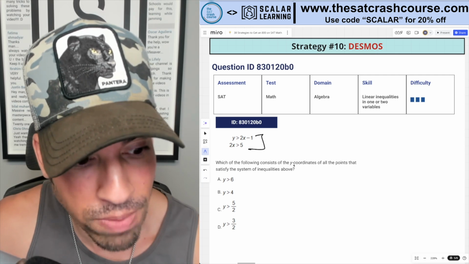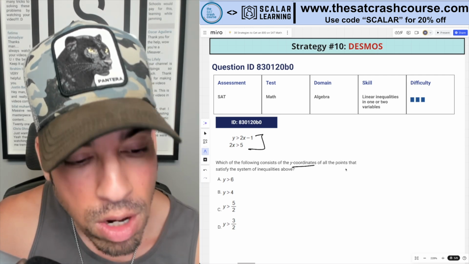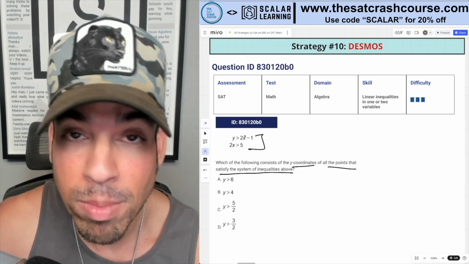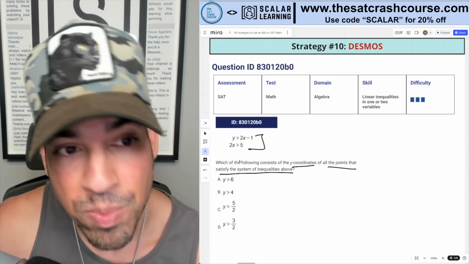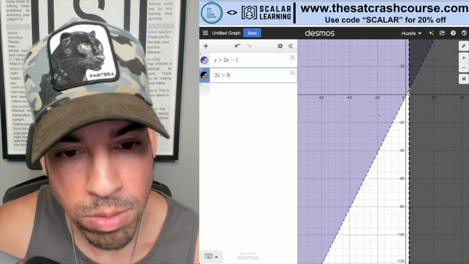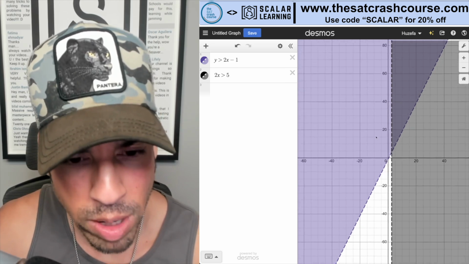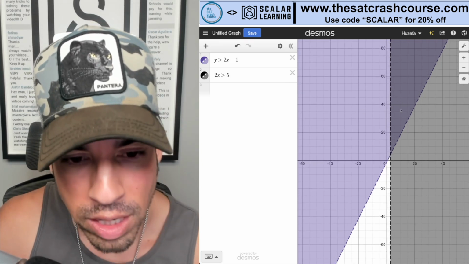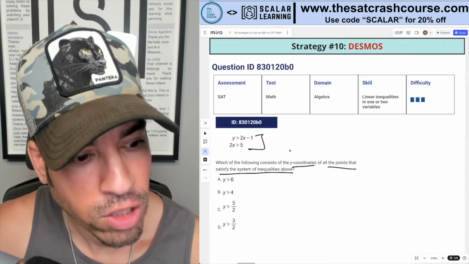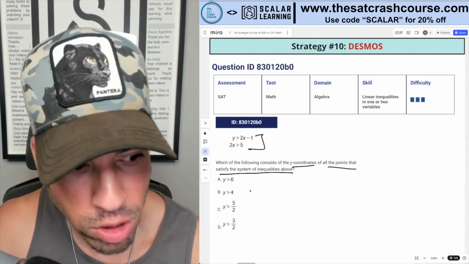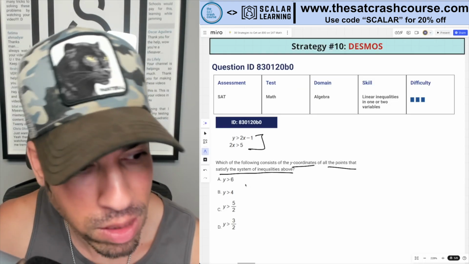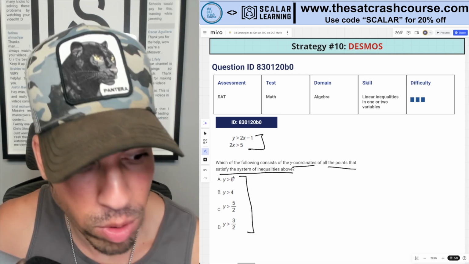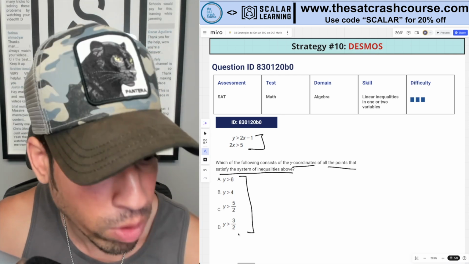So check this out. Which of the following consists of the y coordinates of all points that satisfy the system of inequalities above? I'm going to plug this into DESMOS straight away, and then we're going to analyze it. So systems of inequalities, DESMOS is really great with these because you can see the solution set is the double shaded region, right? So it's this section right here. Now they're saying which of the following consists of the y coordinates of all these points, right? So basically what they're saying is, are the solutions all going to have y's greater than 6, greater than 4, greater than 2.5, or 1.5?